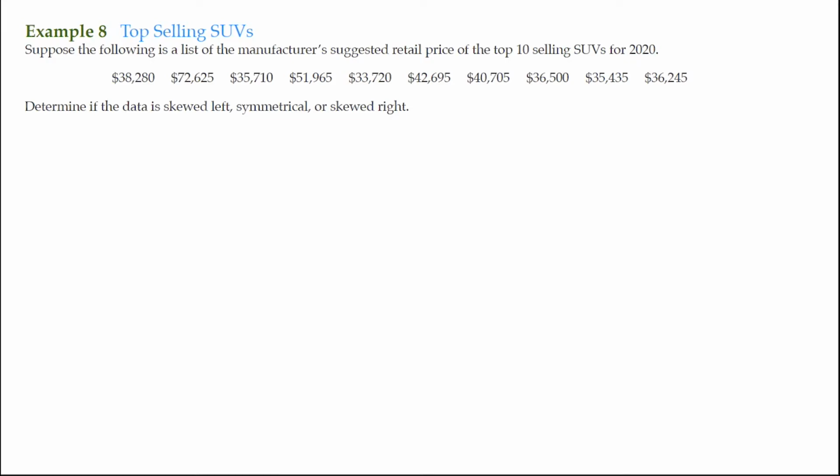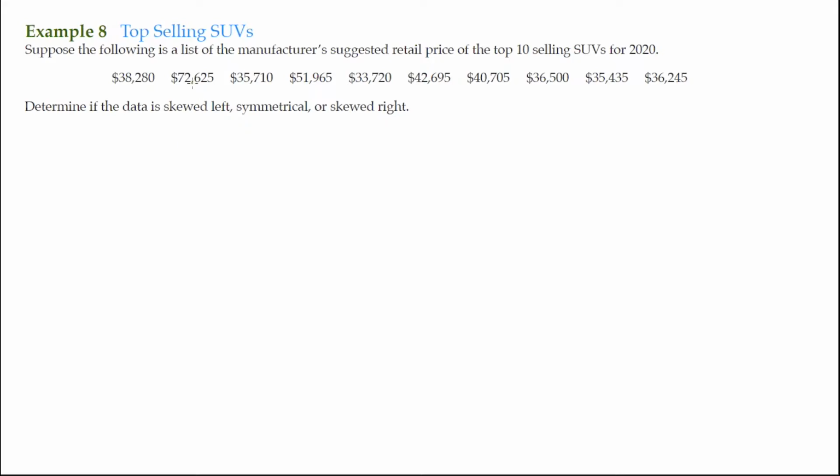So for this example, it says, suppose the following is a list of the manufacturer's suggested retail price of the top 10 selling SUVs for 2020. And of course, we could see here that we have a listing of these prices here. And there's 10 of them. It says determine if the data is skewed left, symmetrical, or skewed right.